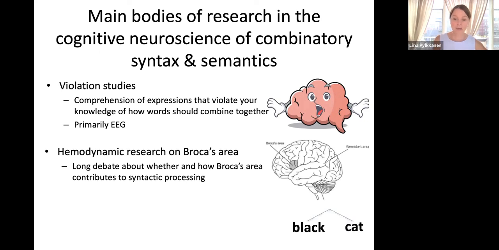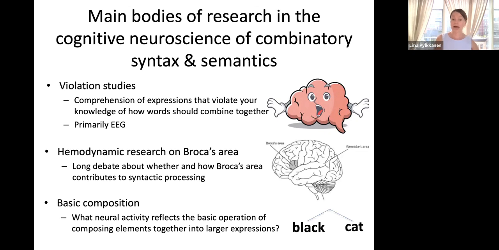And then finally, we'll talk about a newer body of research where we're really focusing on the very basic operation of putting two words together into a larger structure. Of course, more than two words as well, but a lot of this research has focused on very minimal basic composition. So we'll be asking the question, what neural activity reflects the basic operation of composing elements together into larger expressions? And so we'll be starting with the violation studies.